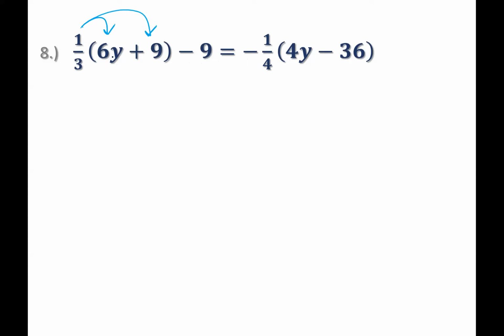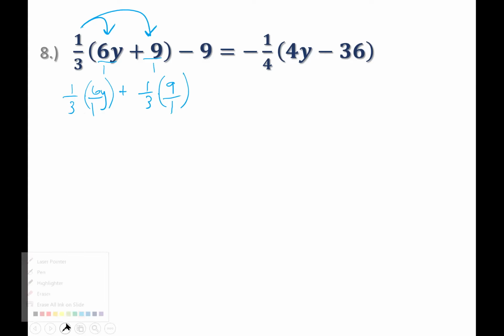1/3 times 6y, and then 1/3 times 9. All right, both of these numbers are going to be divisible by 3, so things are going to cancel, but we'll write it out. 1/3 times 6y plus 1/3 times 9. And you can write that over 1 if you want, and maybe we'll write it in parentheses. Okay, so 1/3 times 6y plus 1/3 times 9. Okay, put that 6y over 1, put that 9 over 1, and then notice that we can reduce in both cases, right?